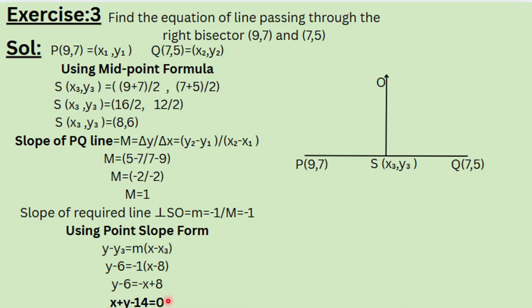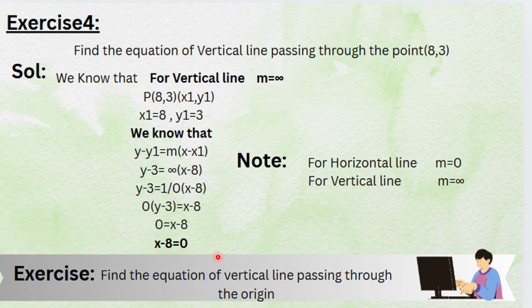Same is with this case. If we put this point 8 and 6 in the equation, the value of the left hand side will be equal to 0, which is equal to the right hand side. Then we can say that our equation is true.